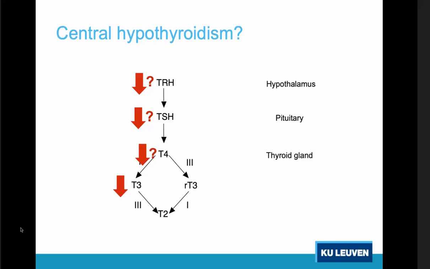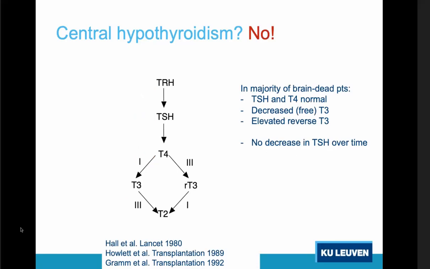So if T4 levels would decrease because of low TRH and TSH levels, this could drive low T3 levels after brain death, and this is then the picture of central hypothyroidism. However, observational studies have not confirmed that these alterations occur after brain death.